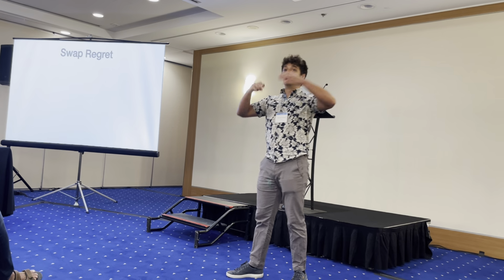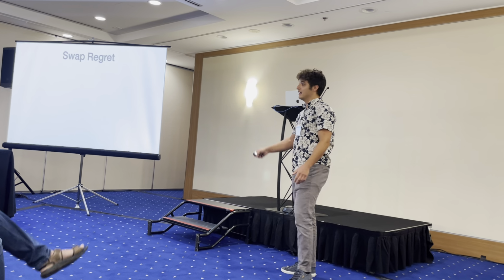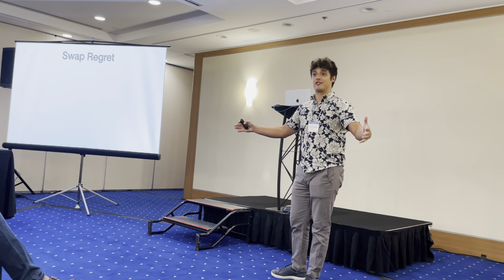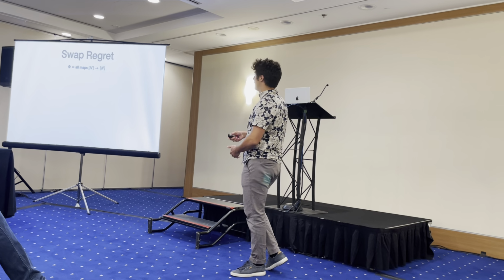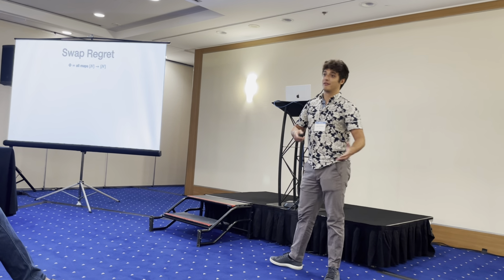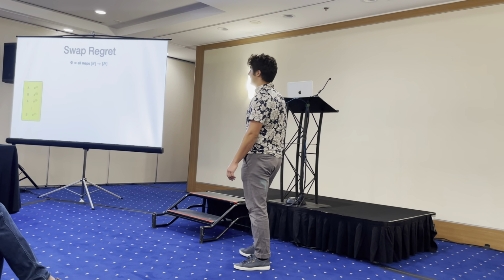I want to compete with a larger class of transformations, which is going to be swap regret. And if we can compete with all of these possible transformations, we're going to get richer rewards. So under swap regret, the set of transformations is going to be all maps from the actions to themselves. I want to compete against all these transformations. So what could that look like?